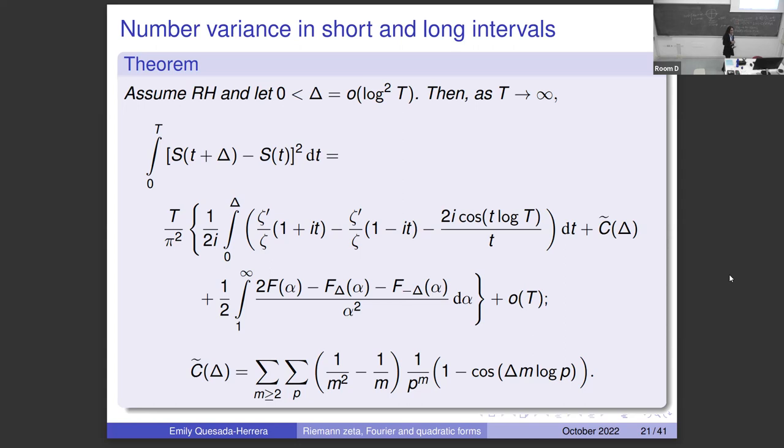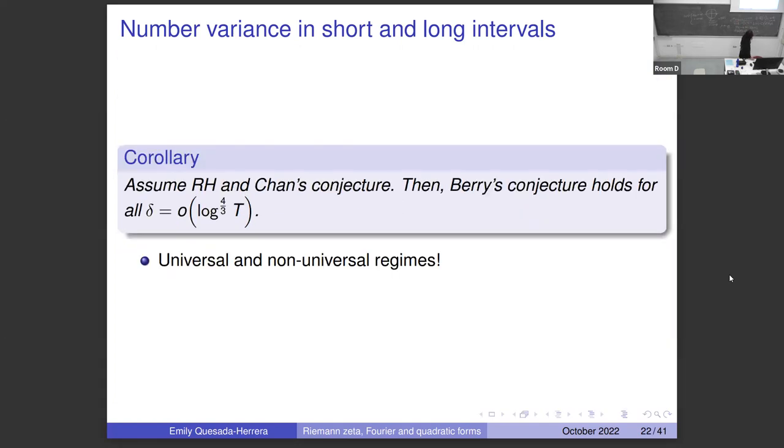And what's the reason that Chan did not conjecture this in the longer range? Is it obviously false in the longer range? Not obviously false, but for Chan's conjecture, yes, the other terms like the Fourier delta no longer work out. So it might be true in the longer range, but I don't know.